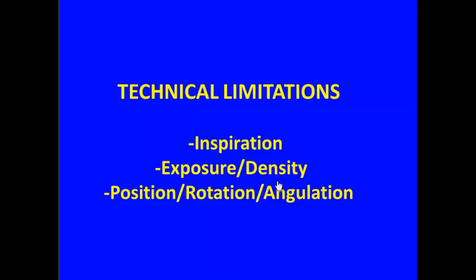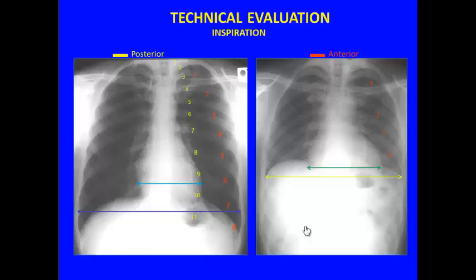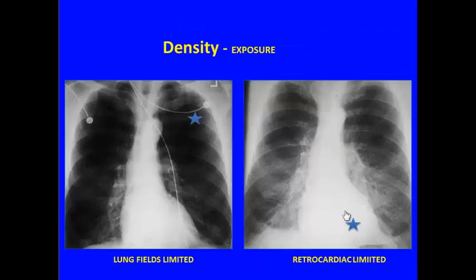Inspiration, the overall exposure or the density of the x-ray, and then somewhat about the positioning of the patient. Inspiration: here the same patient is taking a big breath and a small breath, and we can see how many more ribs we see and how the lung looks really well expanded on the image to the left, and on the right looks like a very poor inspiration, and we might think the person has some heart failure, but really it's just the inspiration.